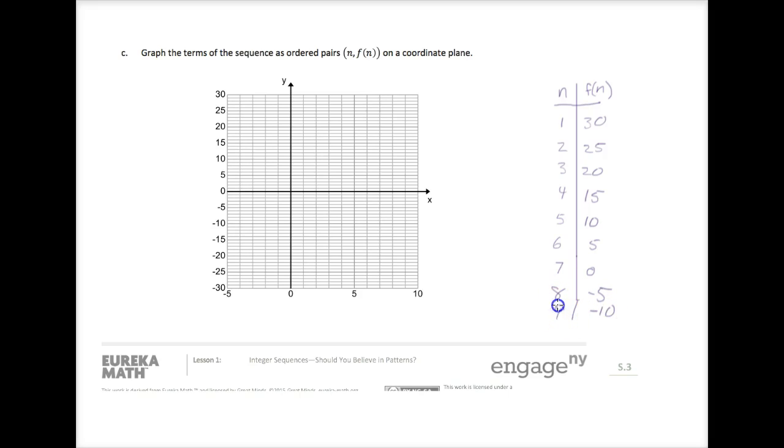All right, let's go ahead and graph those dots. And we can see we have a lovely straight path shaping up. 6 is at 5, 7 is at 0, 8 is at negative 5. And 9 is at negative 10. Very nice looking.